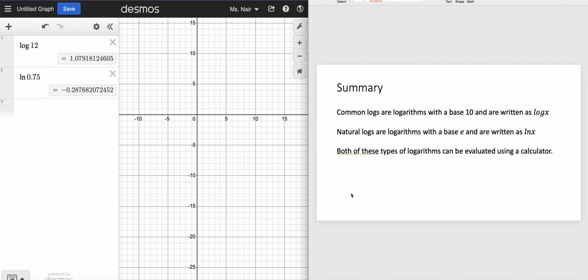So remember that common logs or logarithms with a base of 10 are written as log of x. Natural logs are logarithms with a base of e and are written as ln of x. Both of these types of logarithms can be evaluated using a calculator.